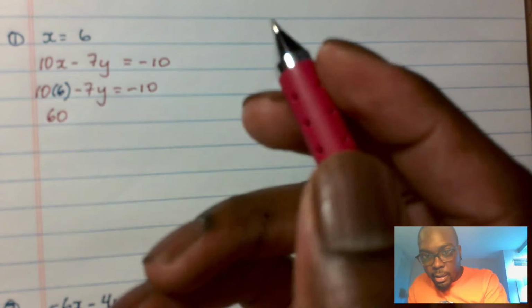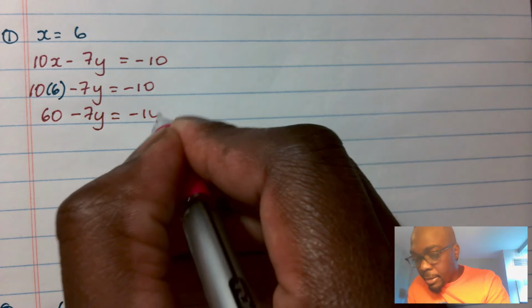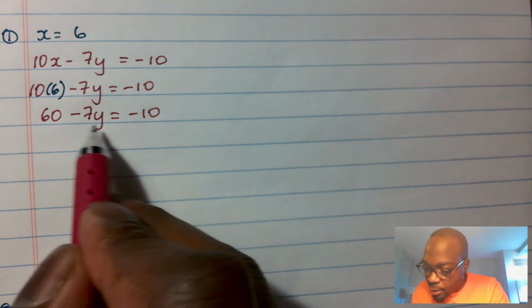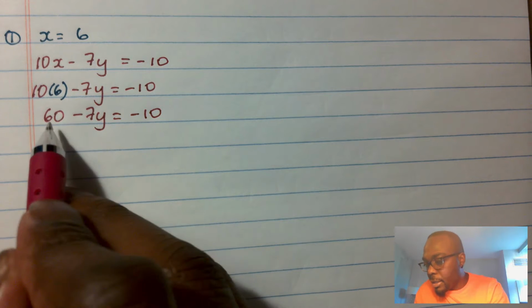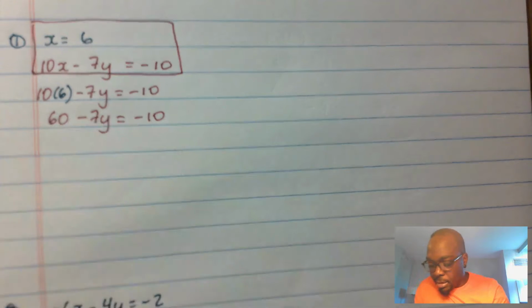So this is going to give me 10 times 6 is 60. And then it's going to be 60 minus 7y is equal to negative 10. But from here, I need to solve for y, so I'm going to try to get rid of the constant here. So let me box this, because this is our first equation. Now I'm going to subtract 60 on both sides.